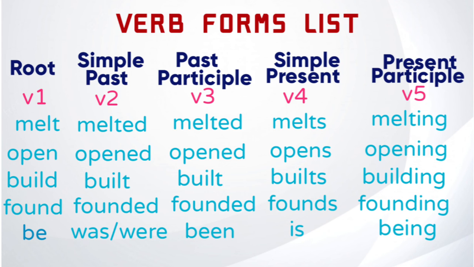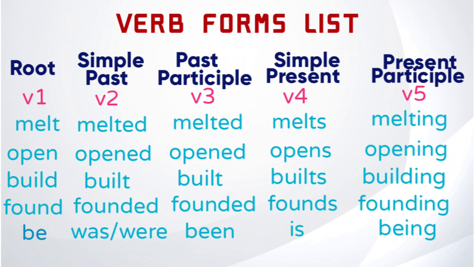Okay, the first root word is melt. It becomes melted in V2, melted in V3, melts in V4, and melting in V5. So look here, the root word was melt, and so many other forms of the verb are created from melt. That is melted, melts, melting. Let's see, the second root verb is open.